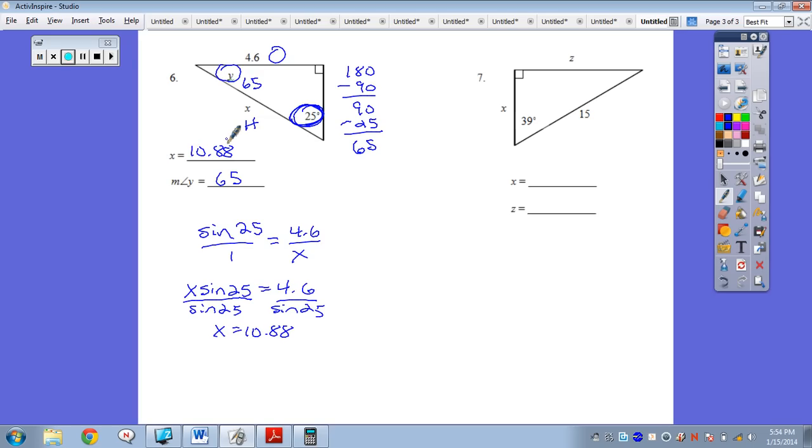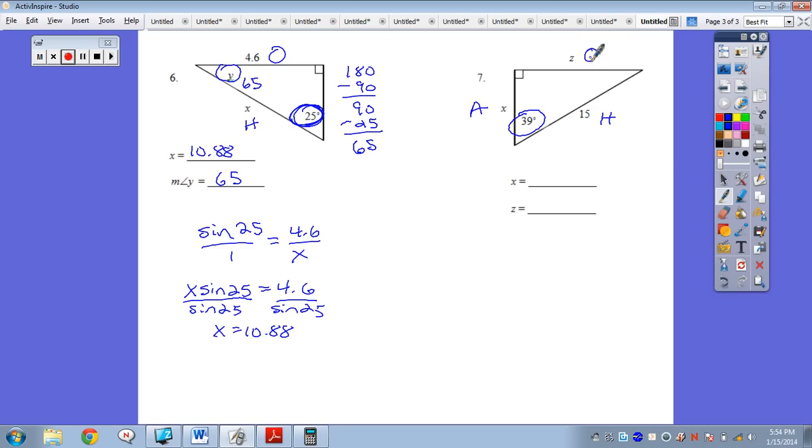Alright, number 7. You're not looking for any other angles. You could find this angle easily since a triangle is 180 degrees, but you don't need it. Instead, you're looking for side z and side x. So you have angle 39. Across from 39 makes z the opposite side. 15 is your hypotenuse, which makes x your adjacent side. So let's solve for z first.